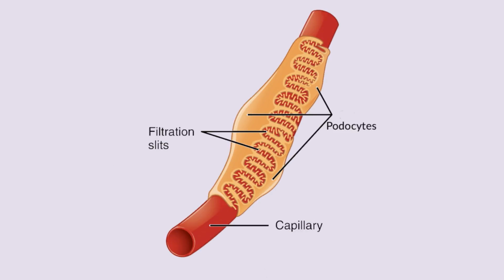This picture here shows podocytes. Podocytes are highly specialized cells that have spaces between their branches. Their branches are called foot processes. This allows filtrate to pass between the cells instead of the filtrate having to pass through them.